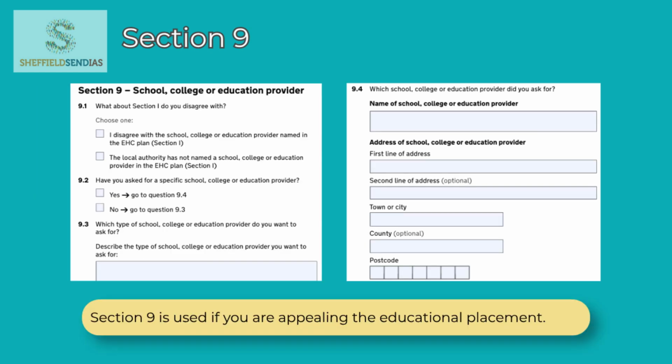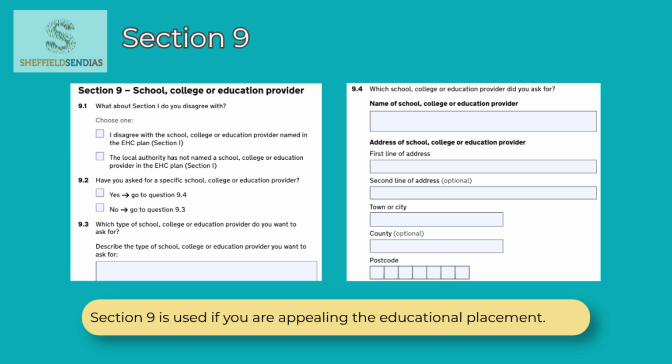Section 9 is about the educational placement, so you only need to complete this section if you are appealing Section I. You will need to say whether you disagree with the named school or that the local authority have not named a school. If you have asked for a specific educational placement, you can tick yes and move to Section 9.4. If not, you can tick no and explain what kind of setting you would like in Section 9.3. For example, you could write that you are looking for a school with smaller class sizes, or a school that can offer a particular type of support.